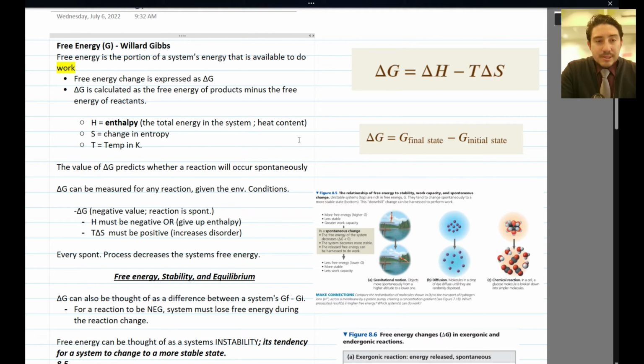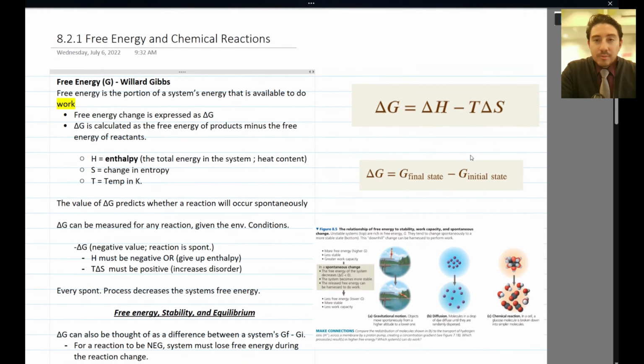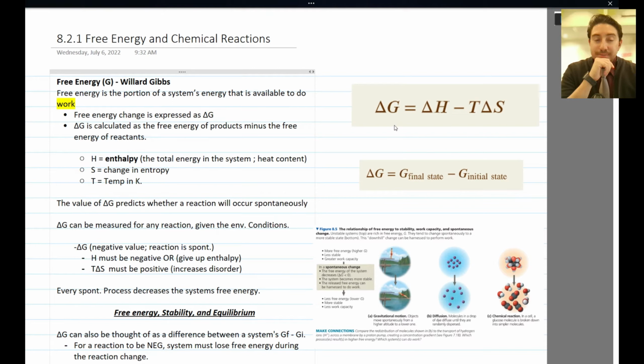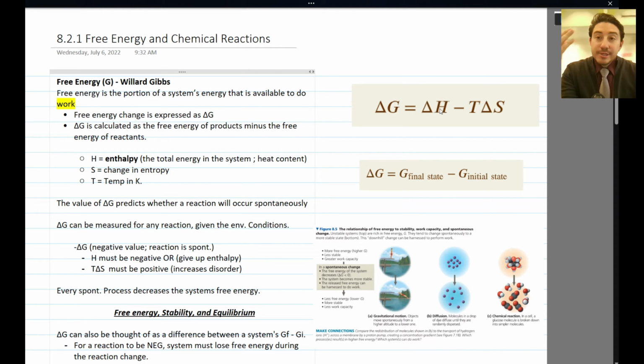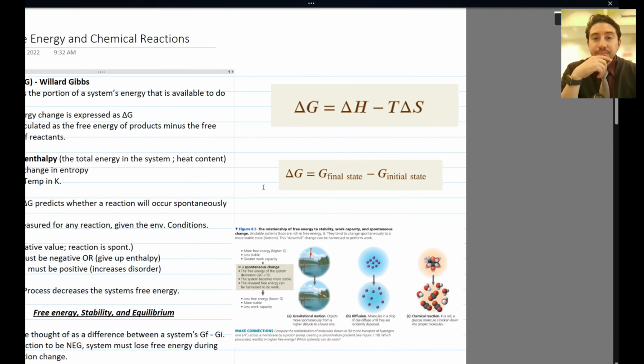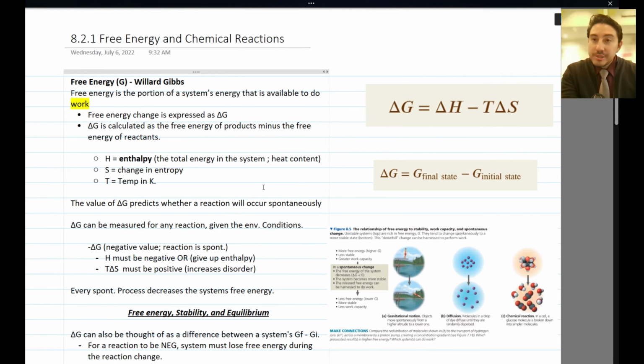And its formal equation is delta G equals the change in enthalpy, delta H, minus temperature multiplied by the change in entropy, delta S. Enthalpy is the total energy in a system, the total heat content in a particular system.